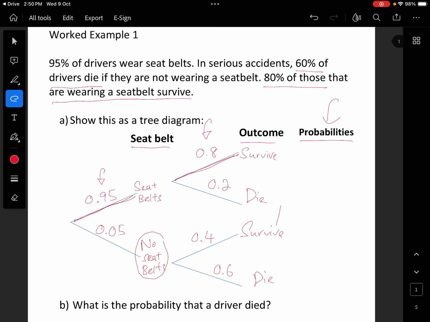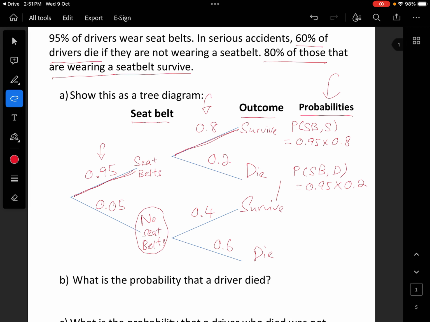So let's do that now. Probability of seatbelt and survive is 0.95 times 0.8. Then we could do the next one, which is seatbelt and die. This would be 0.95 times 0.2. I'm just going to do two for now, but you get the point, on how this could be very helpful, especially when it comes to calculating the probabilities. Having said this, we're going to start looking at the first question.